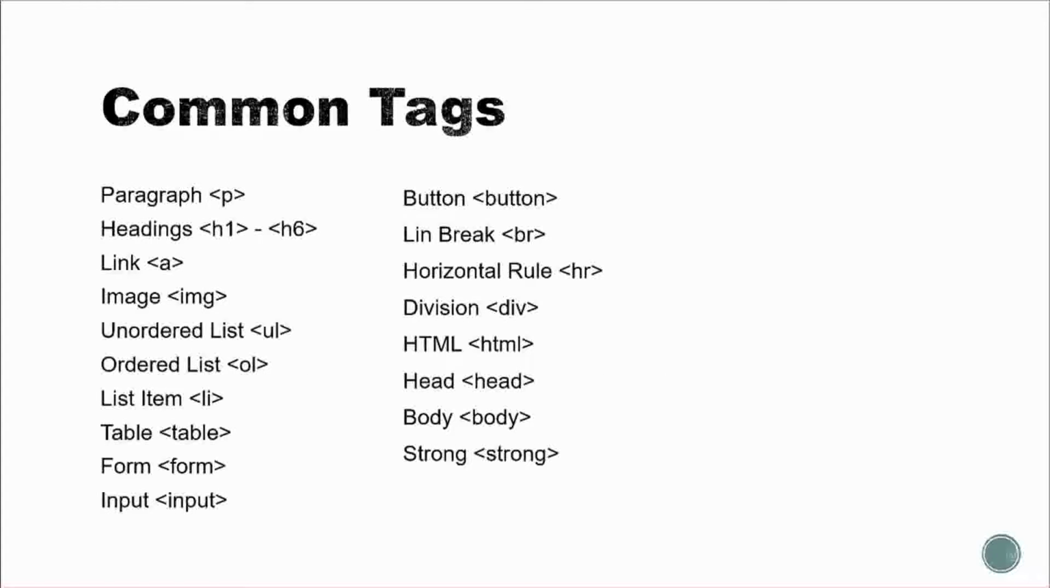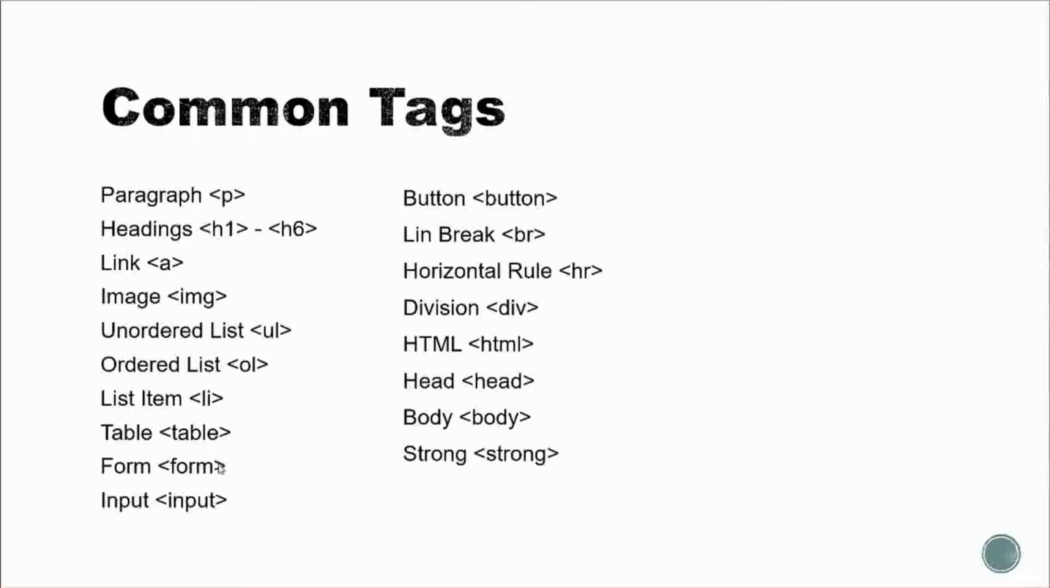Alright, so here's some common tags. Very basic. We have paragraph, headings, which we have H1 through H6, H1 being the biggest, H6 being the smallest heading. Links, we'll use an A tag. Images, use IMG. We have unordered and ordered lists, and then list items, which are LI tags.